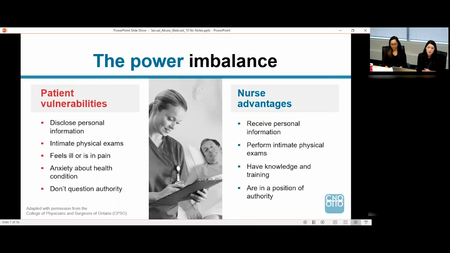Conversely, nurses are in a position of power. They have personal information about the patient. They may perform intimate physical exams. Nurses have specialized knowledge and training, and this is knowledge and training that the patient is dependent on, and they are in a position of authority over the patient. So although a patient may perceive that they're consenting to a sexual relationship, the power dynamics between a patient and a nurse don't enable the patient to actually consent to a sexual relationship.